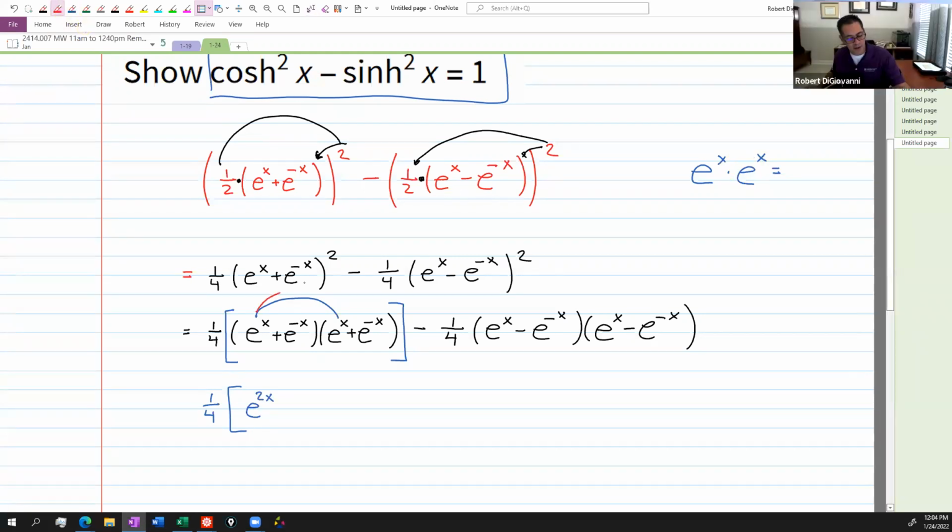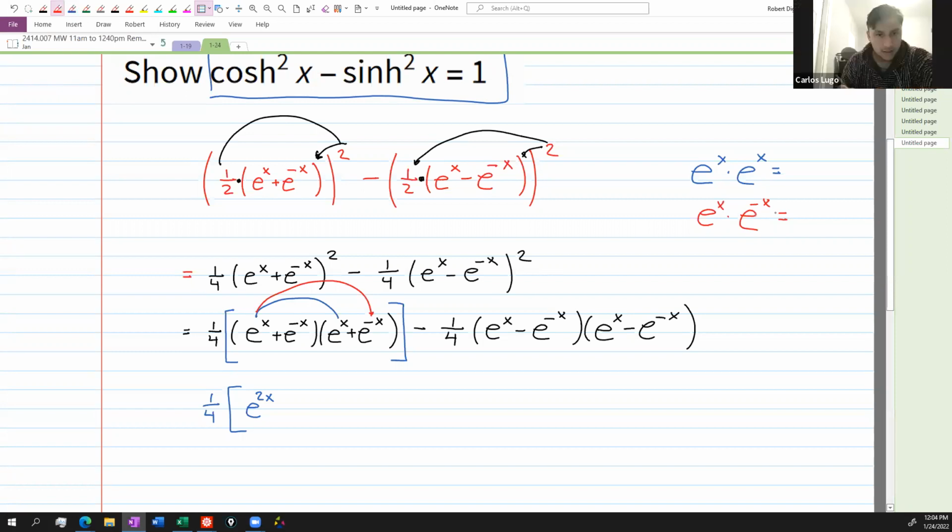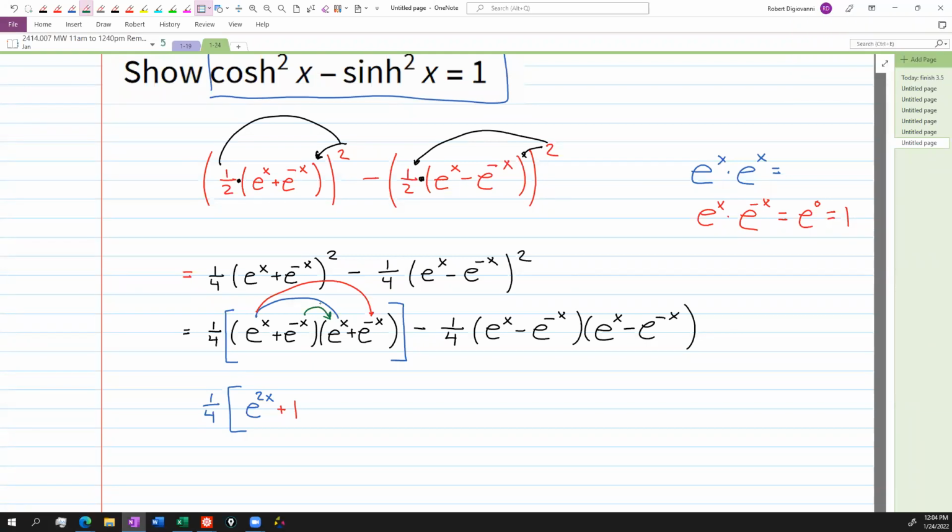All right, how about this one, here to here? This one is the one that people get messed up on. What's that? E cancel. E to the 0. What's e to the 0 though? 1. Anything to the 0 is 1. Good, so that's 1. So we get plus 1. What about this middle multiplication here to here? Isn't that the same thing? E to the negative x times e to the x. This is e to the 0, so that's another 1 there.